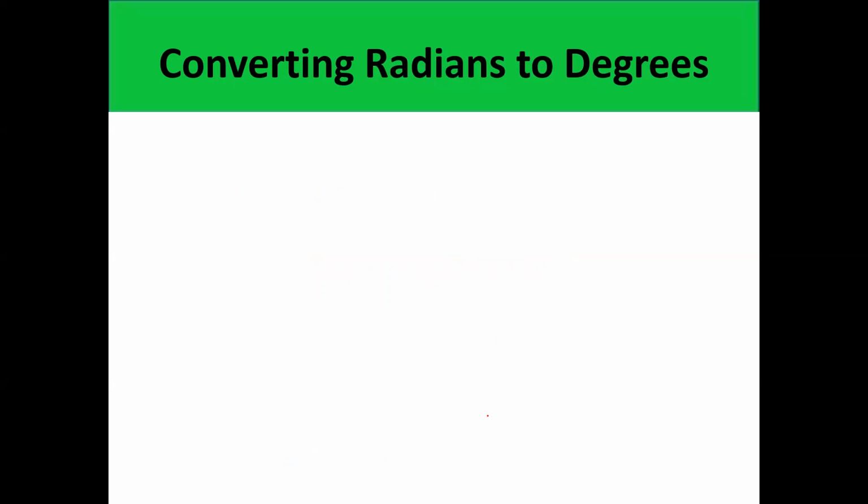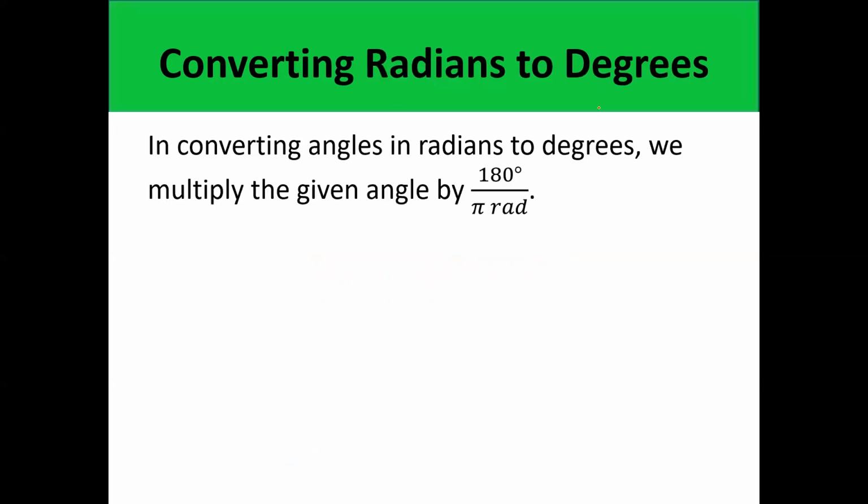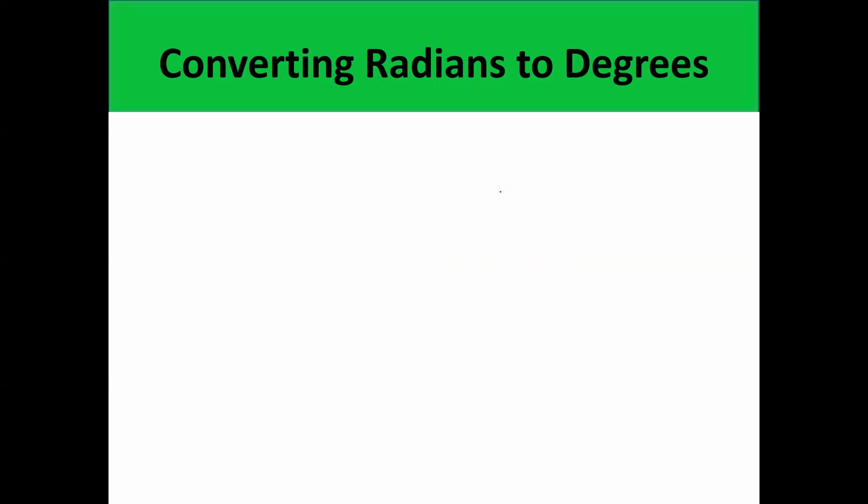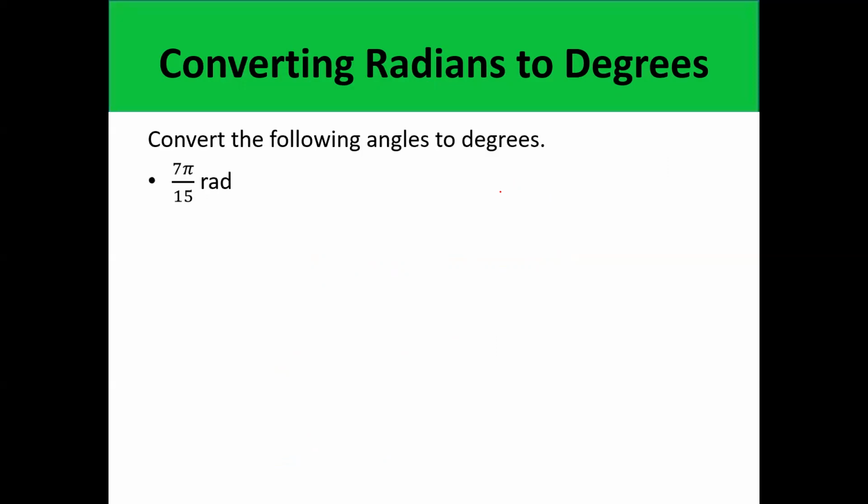Now, for angles given in radian measurement, to convert them to degree measurement, this time we multiply the radian measurement by 180 degrees over pi radians. So let's have examples before this part. Let's convert the following angles to degree measurement.